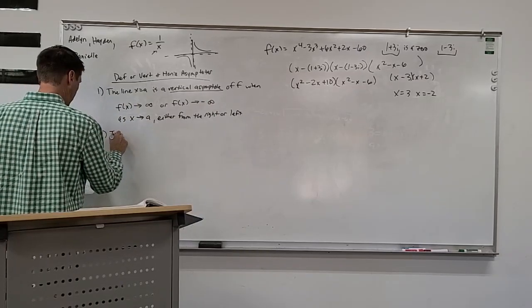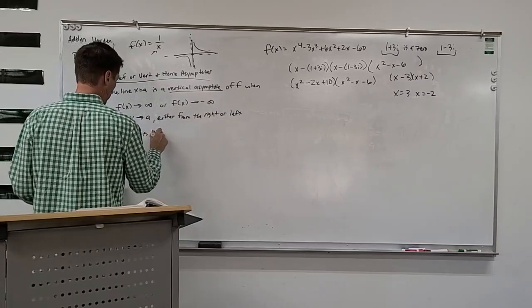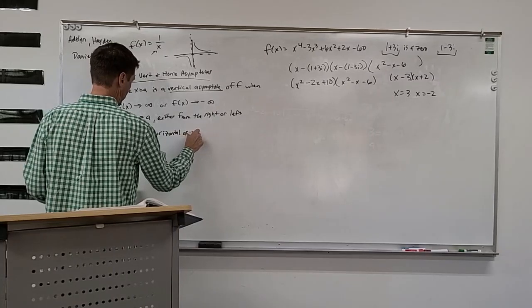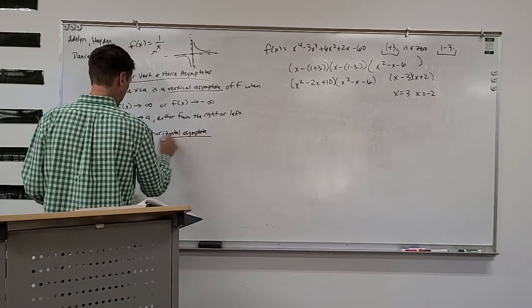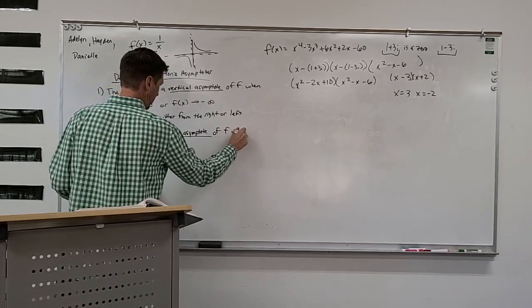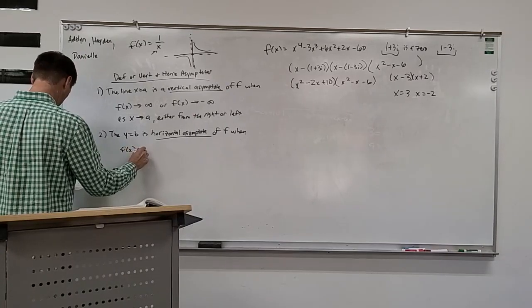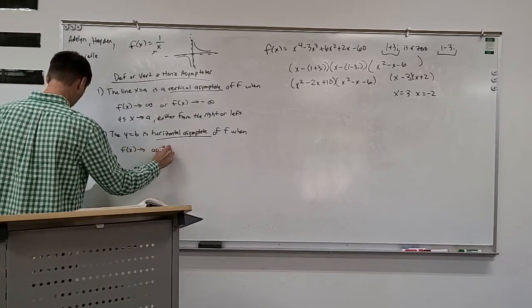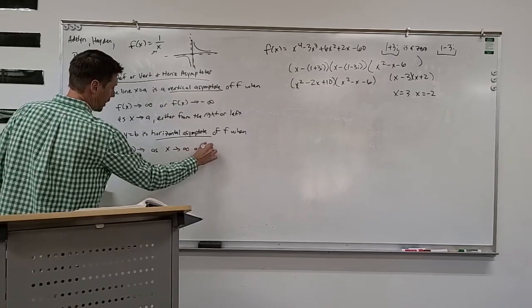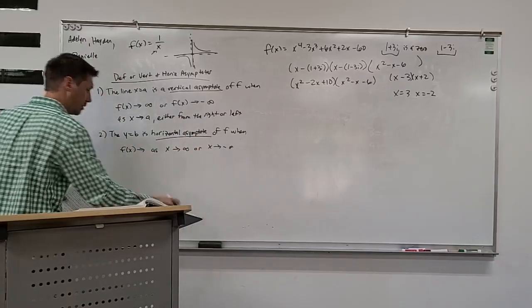The line y equals b is a horizontal asymptote of f when f of x approaches b as x approaches infinity, or x approaches negative infinity.